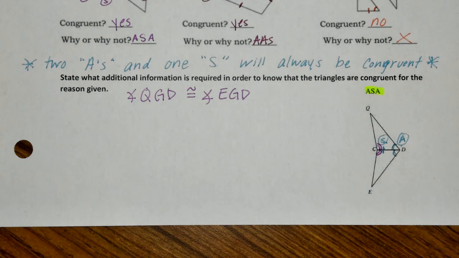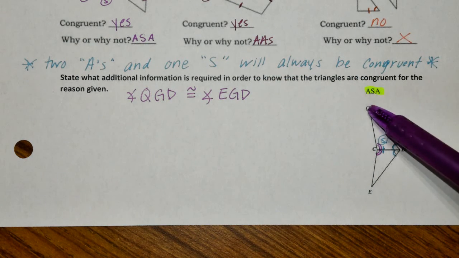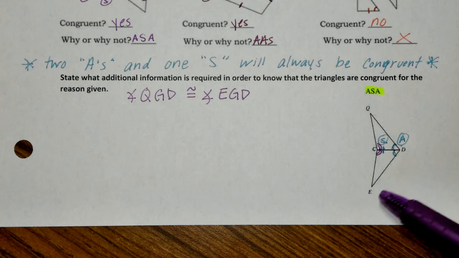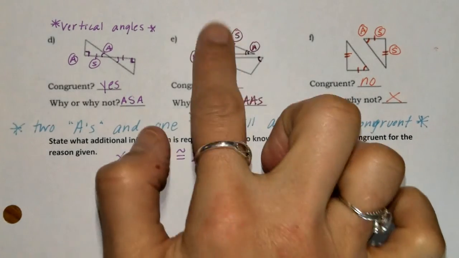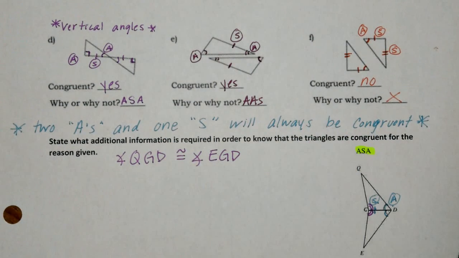And on the last set of notes for this unit, you guys will understand why I had to follow it. Once I went QGD, I have to go EGD. We have to use corresponding parts, and we'll talk about that in a couple more lessons. But that is it for angle, side, angle and angle, angle, side. Please label your A's and your S's, and please make sure that you slow it down and carefully look at the order the letters are in, and make sure that you're double checking both triangles to make sure they both follow the exact same pattern.